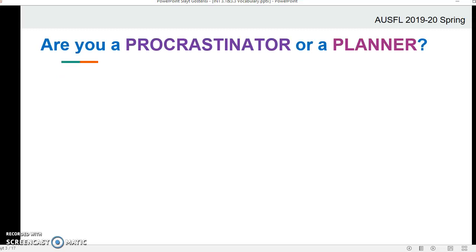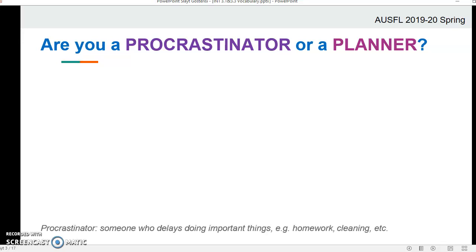The title is Are You a Procrastinator or a Planner? You can find another reading with the same title on your book, Speak Out Intermediate, page 32. By the way, procrastinator means someone who delays doing important things like homework or cleaning. For example, you have some homework. If you are a procrastinator, you say, I'll do it later, not now, but you never do.